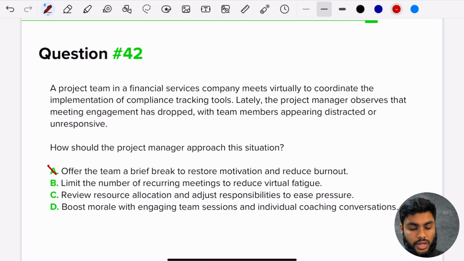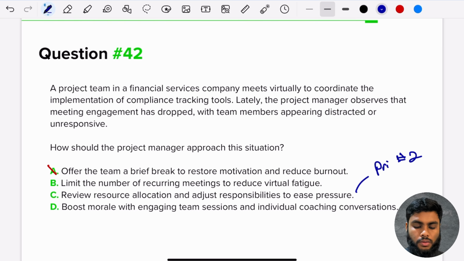Review resource allocation and adjust responsibilities to ease pressure. Principle number 2. By doing this, we are going to increase the budget. Right? Resource allocation, we might have to hire more people. And even if we don't, we can't just give the responsibilities to other individuals. That responsibility has been assigned to you for a particular reason because you're capable of doing it. We can't just give it to, I don't know, Reggie the intern, right?